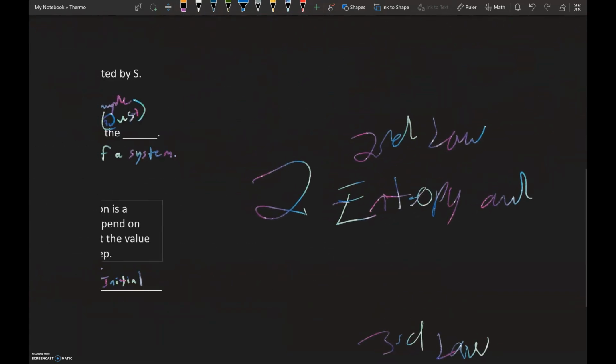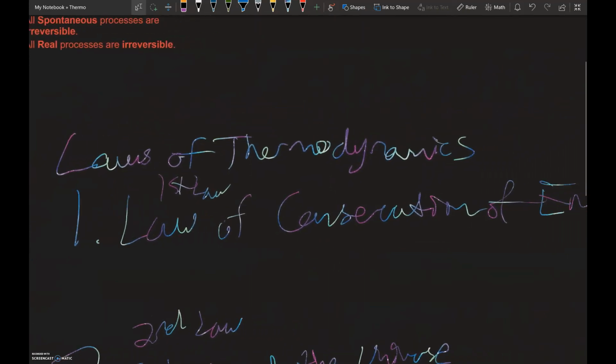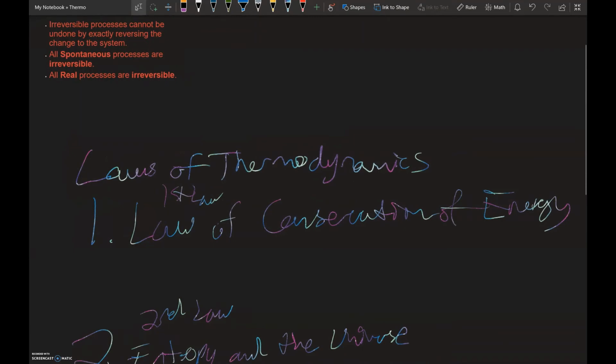Now, as we move into thermodynamics and discuss the different laws, the first law is something that you learned in chemistry 1, and that is the law of conservation of energy. The law of conservation of energy states that energy is neither created nor destroyed. And that's a law that just about every scientist works around and uses, and it's the first law of thermodynamics.